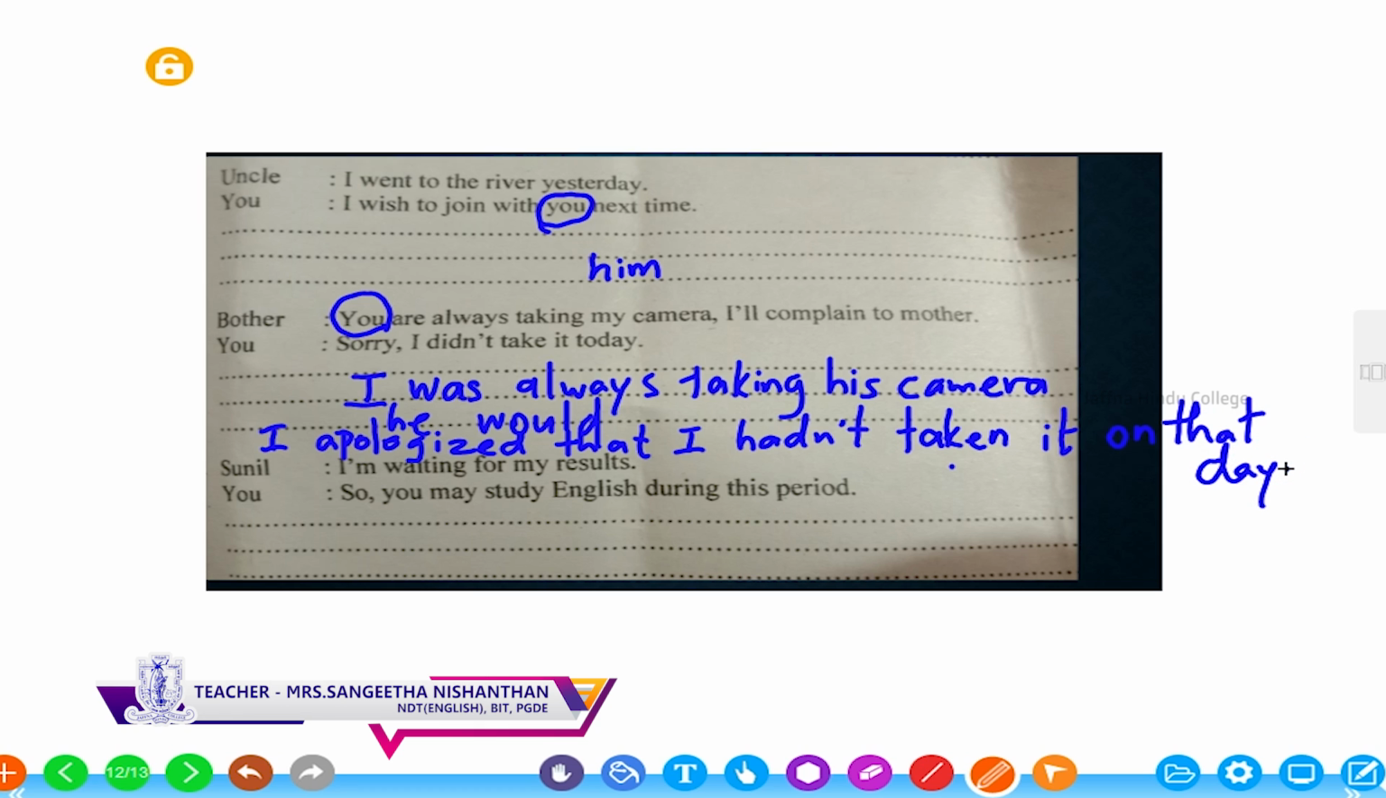The next one, Sunil said, I am waiting for my results. So Sunil said that. This I denotes Sunil, so he, and the past of is was. He was waiting for. My results is Sunil's results, so his results.